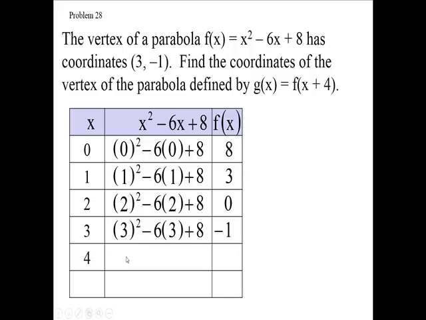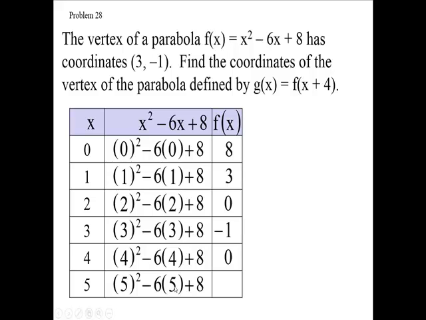Now plug in a 4. We're going to get 16. Here we're going to get 24. 16 minus 24 is a negative 8, plus 8, 0. And with the parabola now, we see we're starting to repeat these numbers. So the next number we're going to repeat, we went 3, 0, negative 1, 0, and we should be back at 3 again, shouldn't we? Plug in a 5. We should come up with 3. 5 squared is 25.